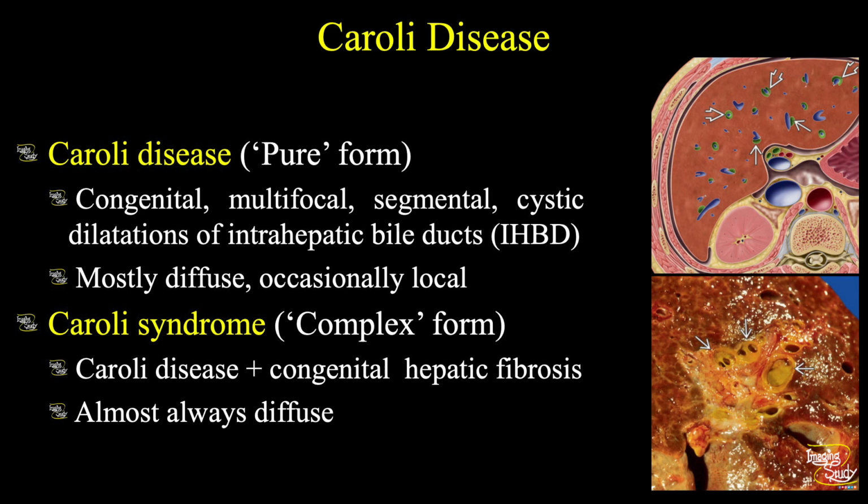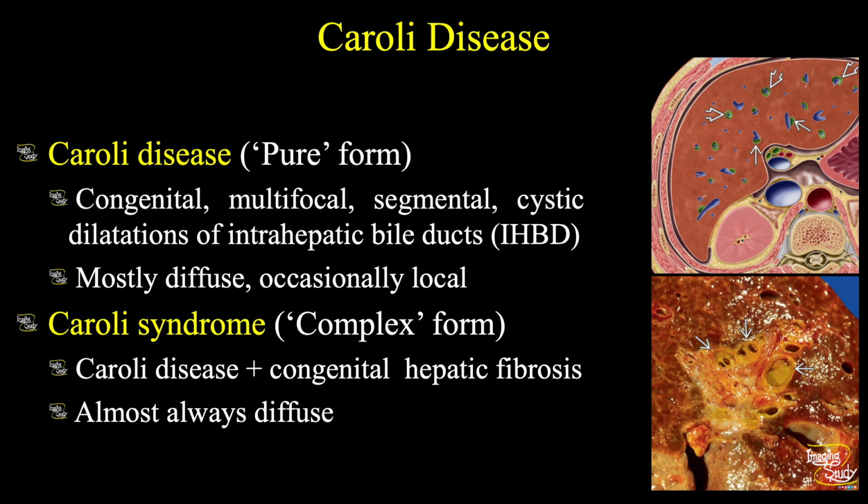Now let's talk about the Caroli disease. Though it is a topic of biliary system lecture, we just want to focus on it a little bit. This is divided into two variants, Caroli disease and the Caroli syndrome. The Caroli disease, that is the pure form, is the congenital multifocal saccular dilatation of the large intrahepatic biliary ducts in absence of other hepatic abnormalities.